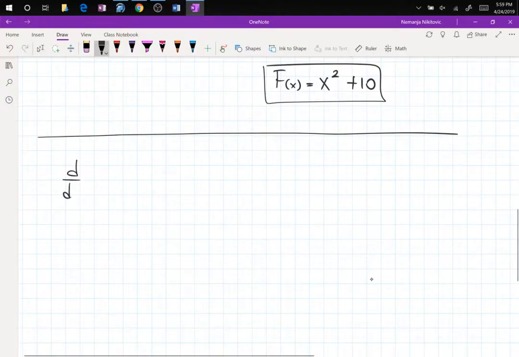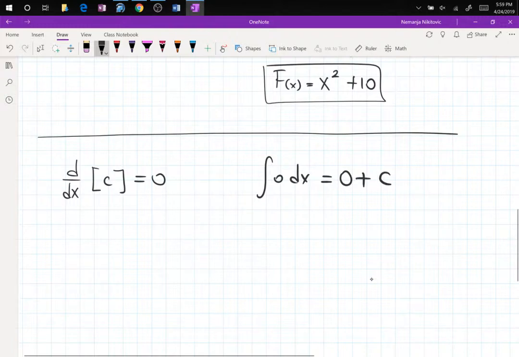The derivative of the constant is 0. What is the integral of 0? Well, it has to be a constant. Integral of 0 is 0, but then you have plus c, and that's where you get it. So integral of 0 dx is 0 plus c, and that's how you get your c back.